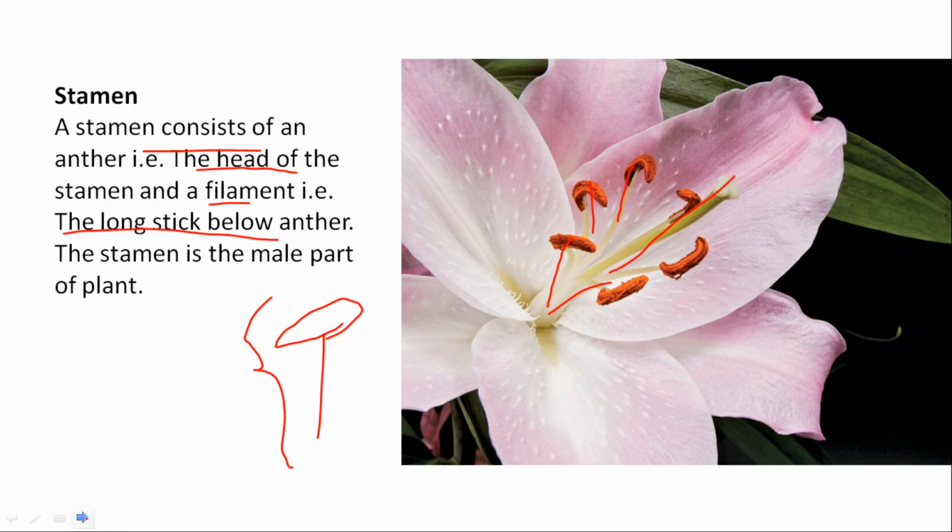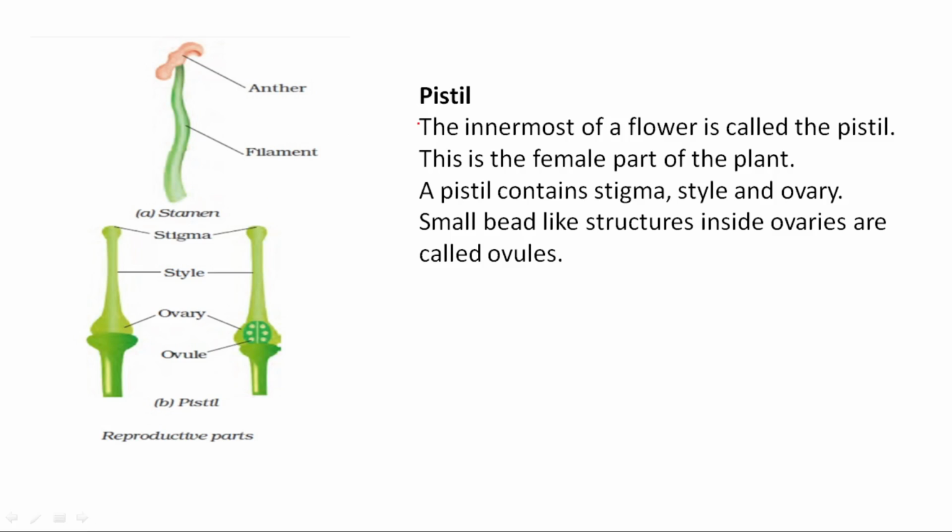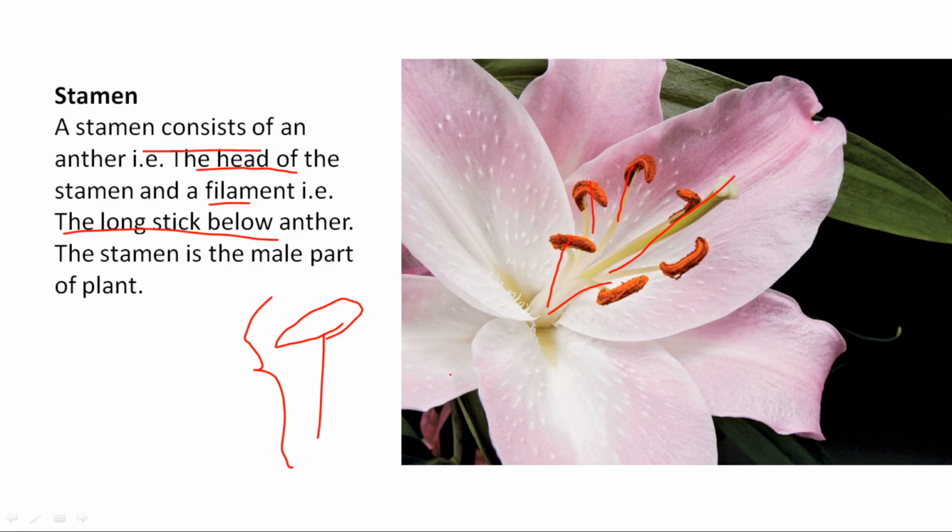Okay. Next, pistil. So what is pistil? The innermost part of a flower is called pistil. Look here, the stamens are surrounding the pistil. There is only a single pistil, not more than one. But stamens are more than the pistil and they always surround it. Pistil is always on the inner side, in the middle of the flower.